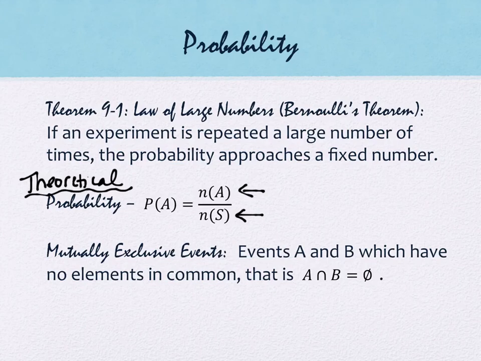Mutually exclusive events are events which have no elements in common, like rolling even and rolling odd. Both cannot happen at the same time. Okay? So mutually exclusive events have to be talking about the same experiment for them to make sense. I can't say rolling an even and having a girl. They don't even make any sense to talk about like that. They're nothing to do with each other.